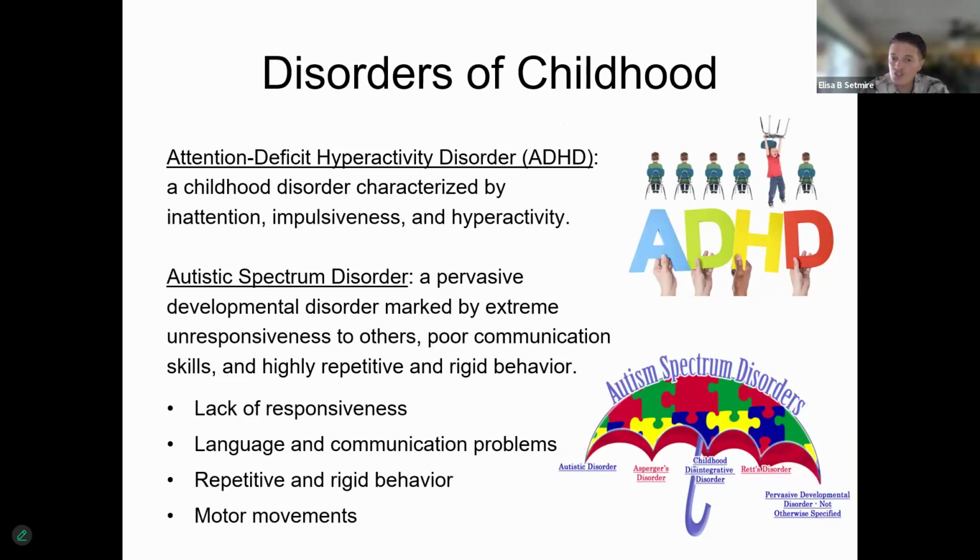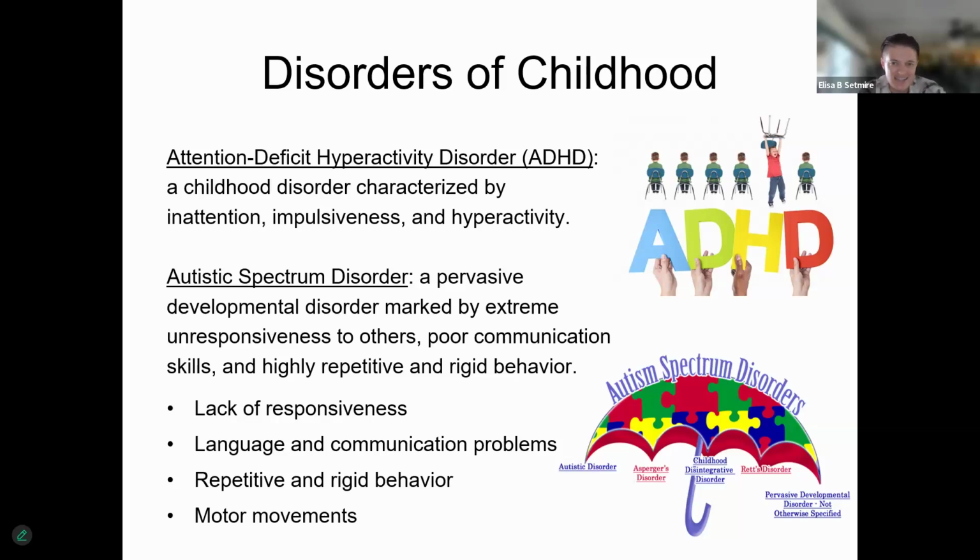There's also some disorders of childhood, followed by disorders of aging. Disorders of childhood are disorders that tend to affect kids, right? And these are things that we see a lot of, things like ADHD and autistic spectrum disorder. ADHD is when people have patterns of inattention, impulsiveness, and hyperactivity.